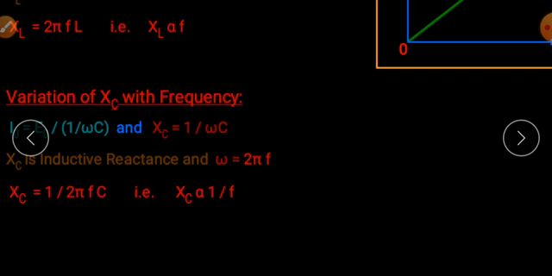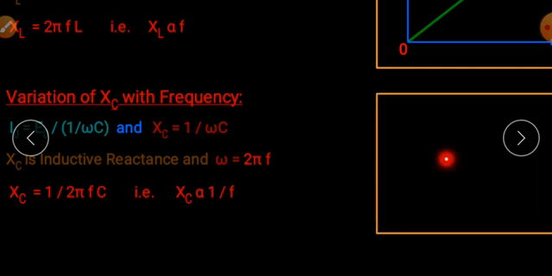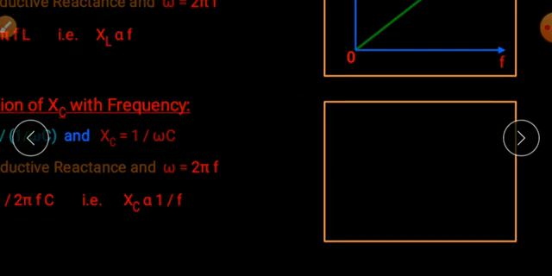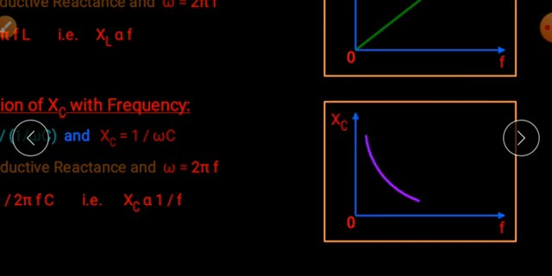Capacitive reactance decreases with increasing frequency of the current. The graph between XC and F, the graph between capacitive reactance and frequency, is a rectangular hyperbola, in which capacitive reactance decreases with increasing frequency of the current.